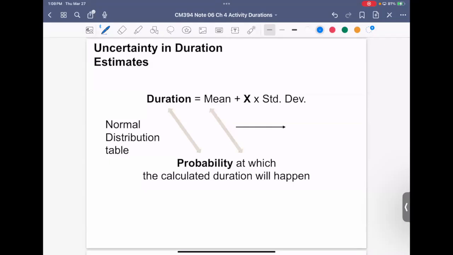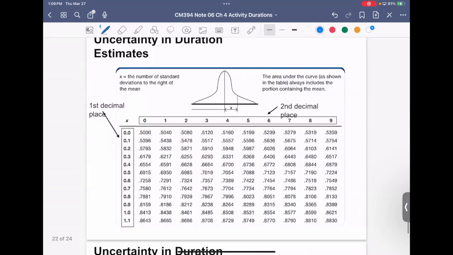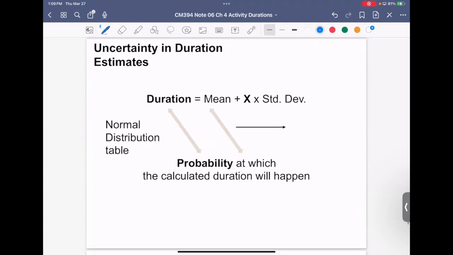For using this equation, duration is equal to mean plus x times the standard deviation. So this will be using the normal distribution table, which is in the next 2 pages, right? So we have this duration. We define this duration over here as the probability at which the calculated duration will happen.